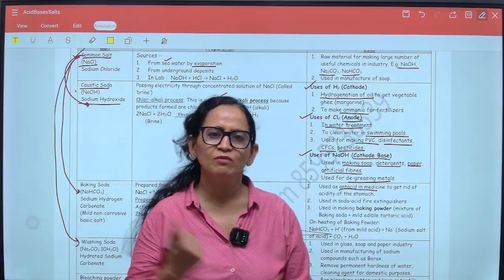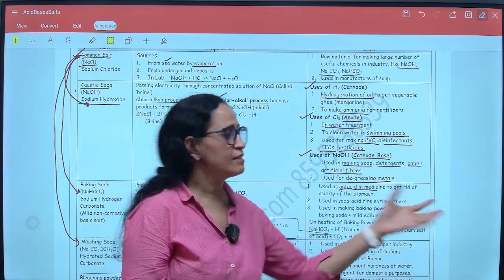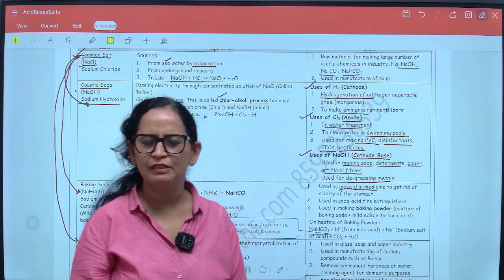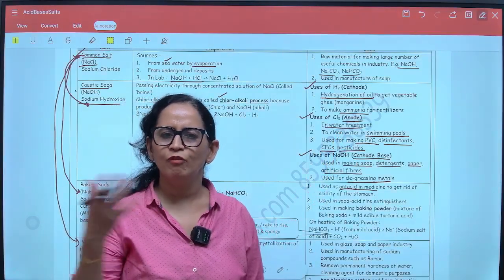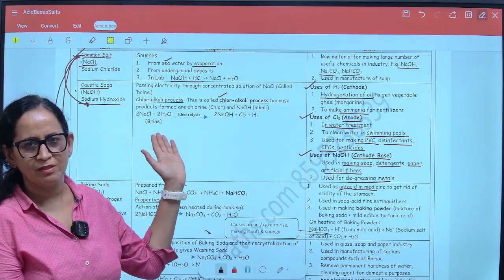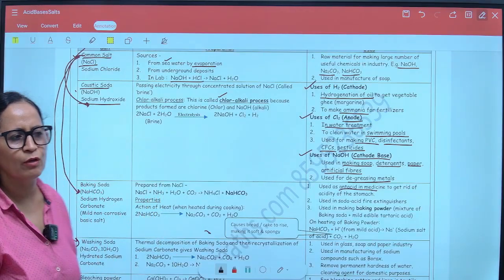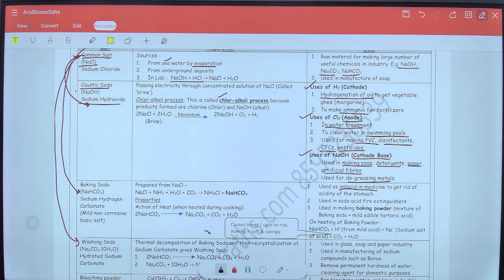Now why are we learning all these uses? Because the question will again start from the uses part. Identify X that is used in swimming pools for disinfecting the swimming pools. What is it? Chlorine. It is formed as a byproduct in what reaction? Chloralkali process. Why is it called a chloralkali process? Because chlorine and alkali, NaOH, are the basic products that are formed in this process.